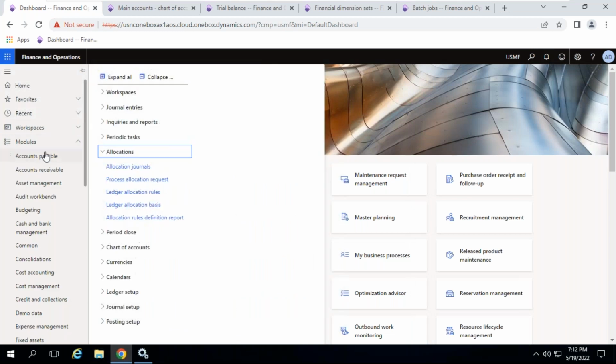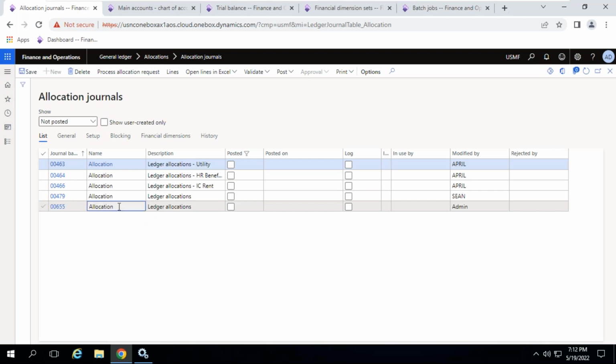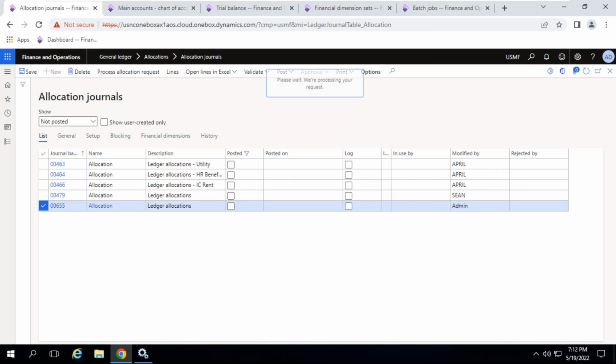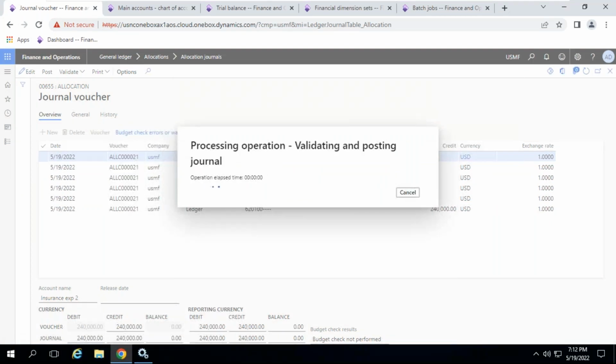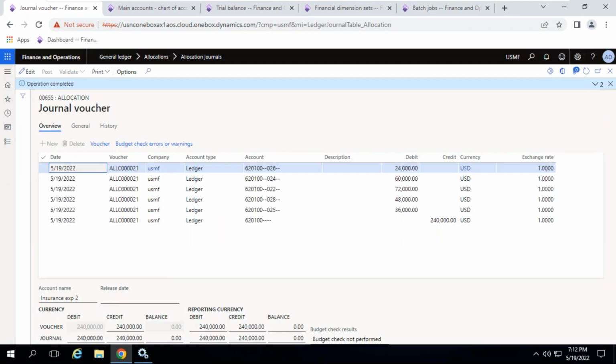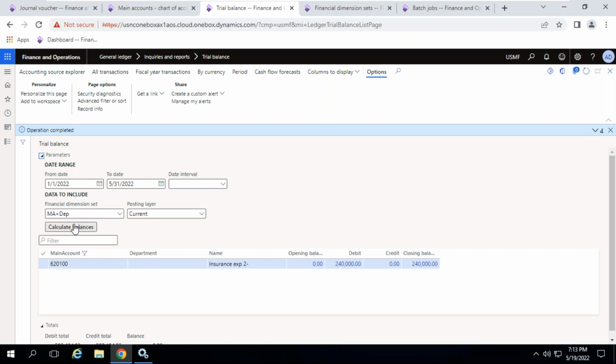Now we can see the allocation journals. One journal got created just now. If you go to lines, this 2,40,000 was split between departments. Okay, we can post now. Once it is posted, now if you go to trial balance, if you apply once again the same logic, calculate balances.